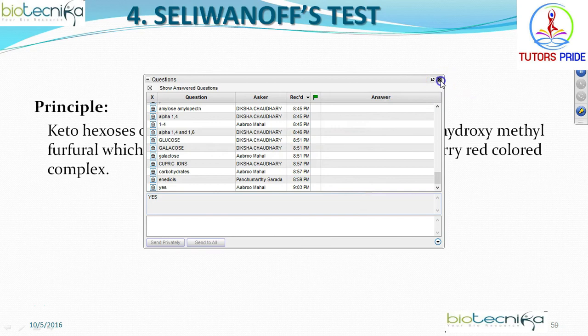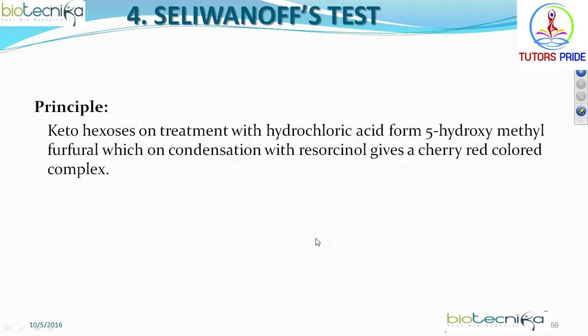Okay. Now we'll see one more test. It is also one of the major tests. It is for ketohexose, mainly ketohexose like fructose. This is a test for fructose. Aldohexose means glucose. This is ketohexose. Ketohexose means fructose. On treatment with hydrochloric acid, it forms 5-hydroxymethyl furfural, which on condensation with resorcinol gives a cherry red color complex.